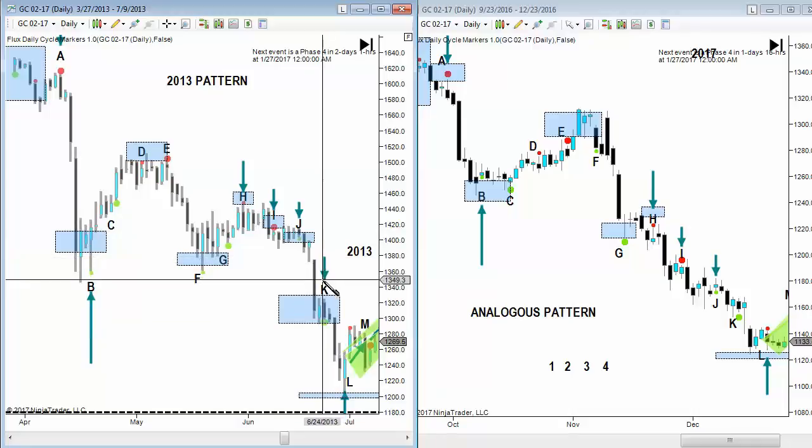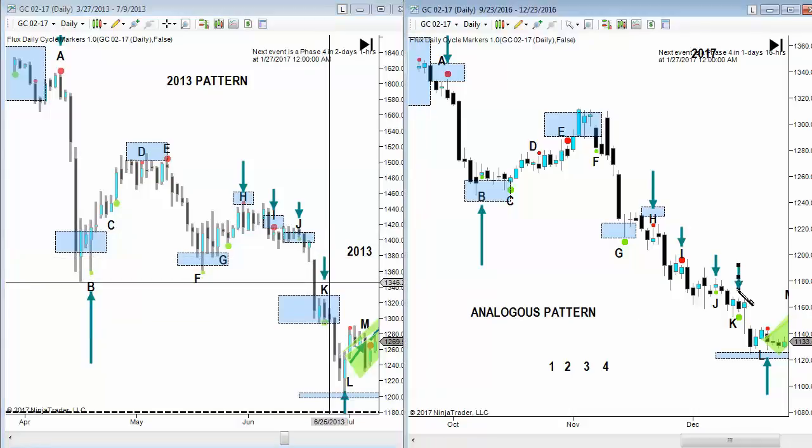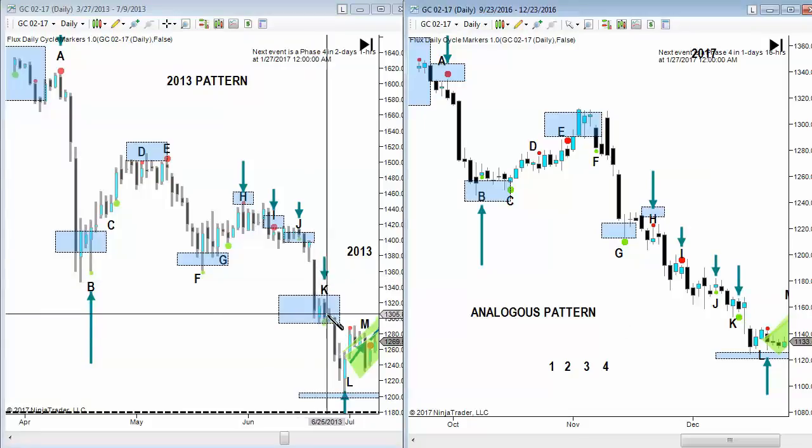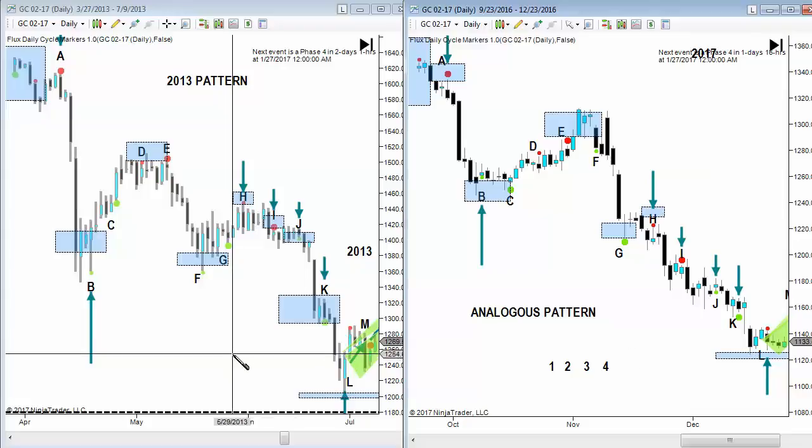K is a hole in the bathtub moment. Same thing happens on both sides. There's a period of consolidation, 1, 2, 3 days, and then a drop. On the right hand side, 1, 2, 3 days, and then a drop. So there are remarkable similarities between a 4-year-old pattern and the pattern we're seeing play out right here 4 years later. Again, all anchored by these Ninjatrader indicators, this daily cycle marker tool that we're using.